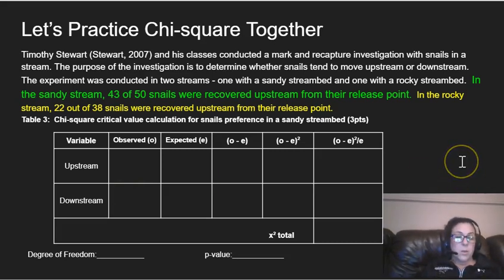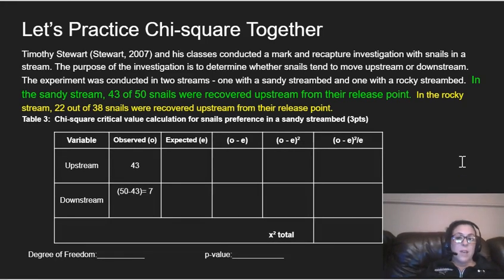So let's go ahead and fill in that observed data right now. Notice that 43 of the snails were recovered upstream. It told me that there were 50 total snails, so the amount of snails that I recovered downstream would have been 7. So that's my observed data right there.